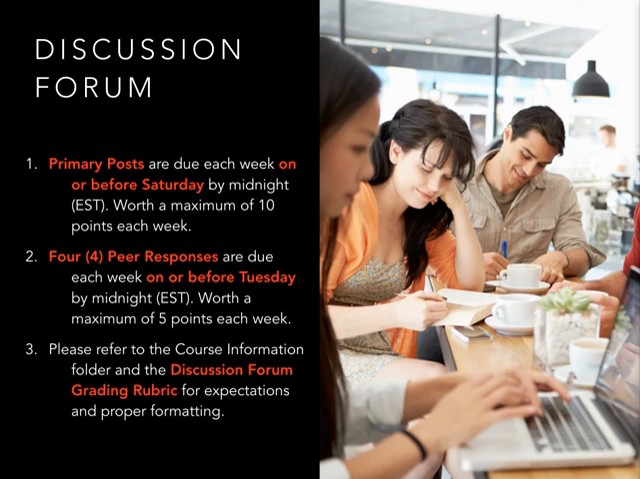The discussion forum, there are 2 parts to the discussion forum. There's a primary post that is due each week on or before Saturday night at midnight, and it's worth 10 points each week. Then there are 4 peer responses that are also due each week on or before Tuesday. And each of your peer responses is worth 5 points in total, so they're worth a little over 1 point per peer response if you're doing the math.